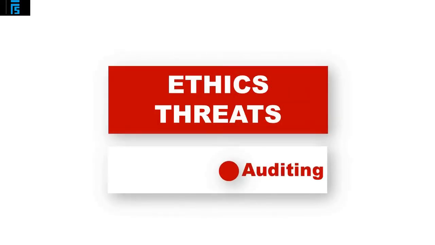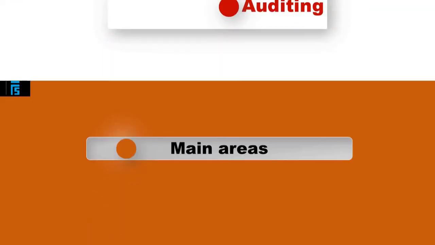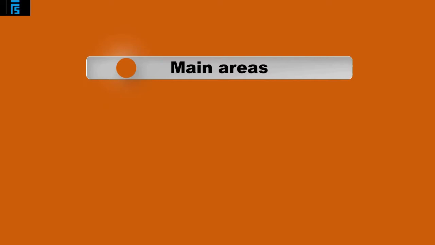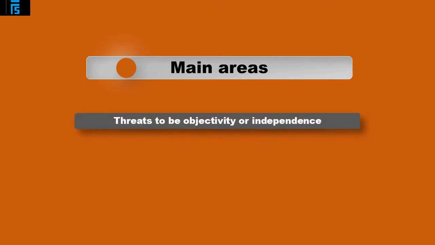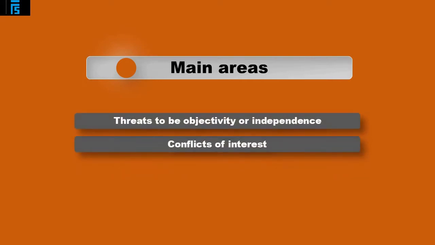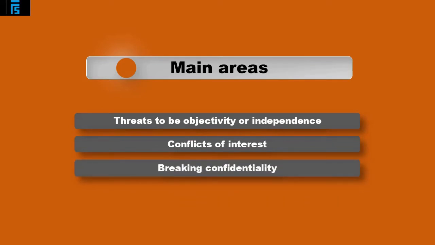In this video, we are going to talk about ethical risks relating to external auditors. The aim is to gain an understanding of the practical issues that auditors must consider relating to ethics at the acceptance stage of an audit. There are 3 main areas we need to cover here: threats to objectivity or independence, conflicts of interest, and breaking confidentiality. Each of these issues need to be addressed when they arise and considered at the acceptance stage of an audit to ensure they do not cause problems for the auditor later on in the audit process.